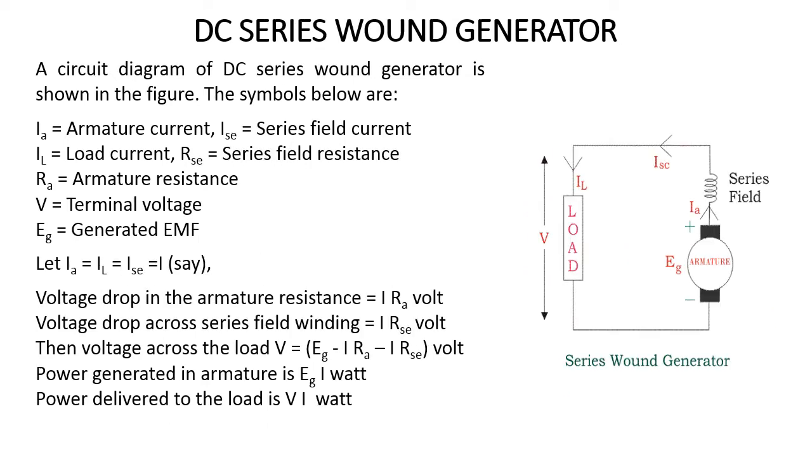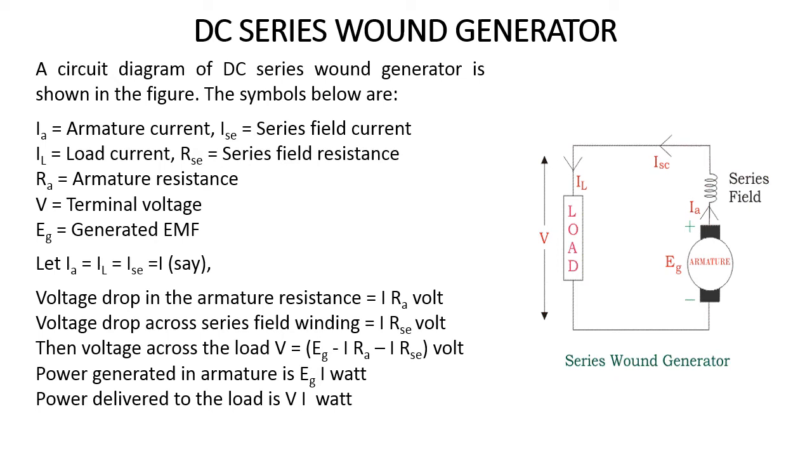The circuit diagram of DC series wound generator is shown in the figure. The symbols below are: Ia is equal to armature current, ISC is equal to series field current, IL equal to load current, RSC equal to series field resistance, RA equal to armature resistance, V equal to terminal voltage, Eg equal to generated EMF. So from the figure here, it is simply a series circuit.